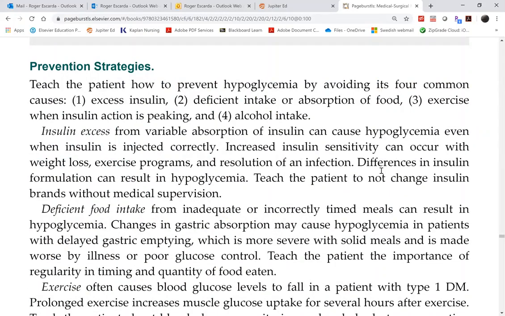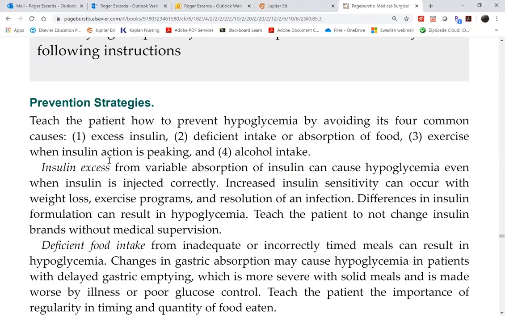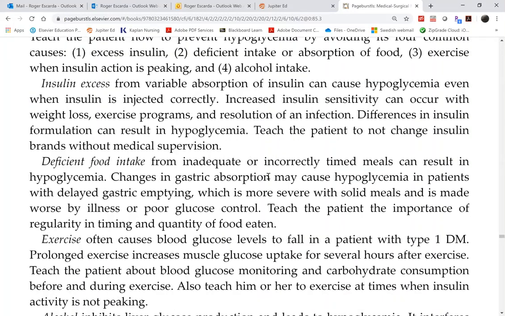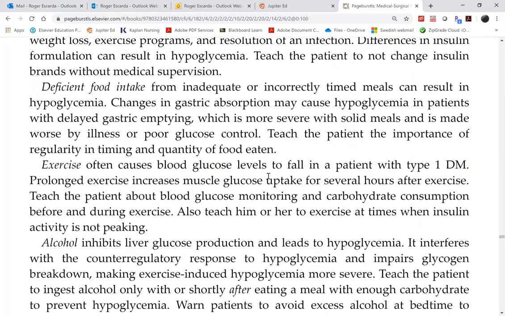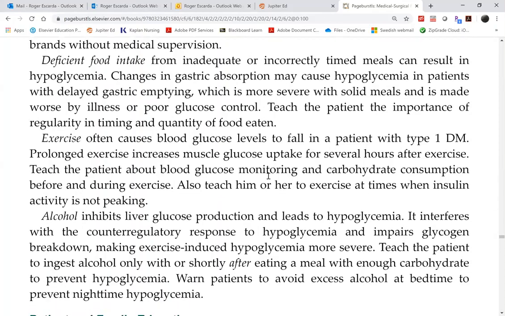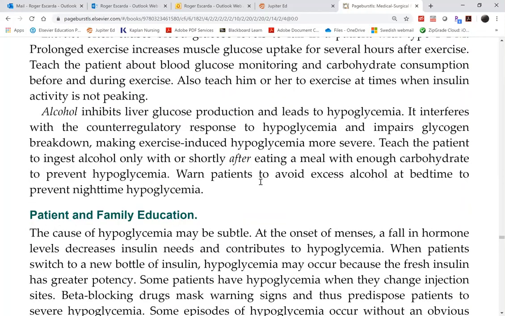Please read the prevention on your own. These are again the practical examples of the bullets I showed you earlier. Now this covers exercise, timing of food, and then alcohol. Okay, and then proper administration of insulin. Okay, those are practical examples there.